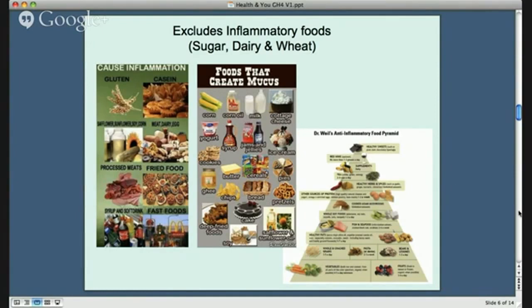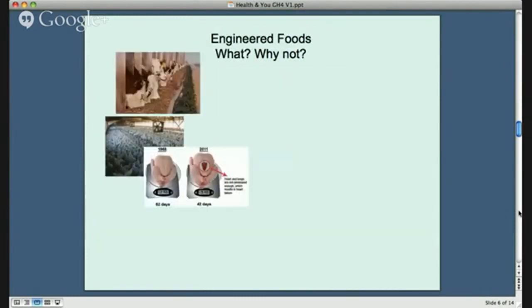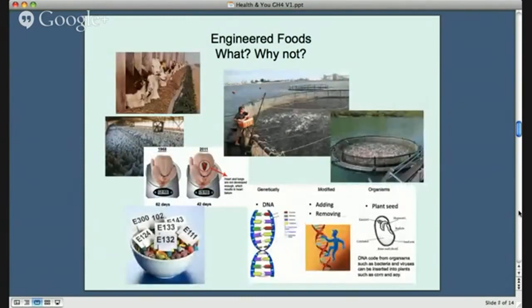So excluding inflammatory foods. And the inflammatory foods are critical to be excluded because they cause issues within our body, issues such as degenerative diseases.